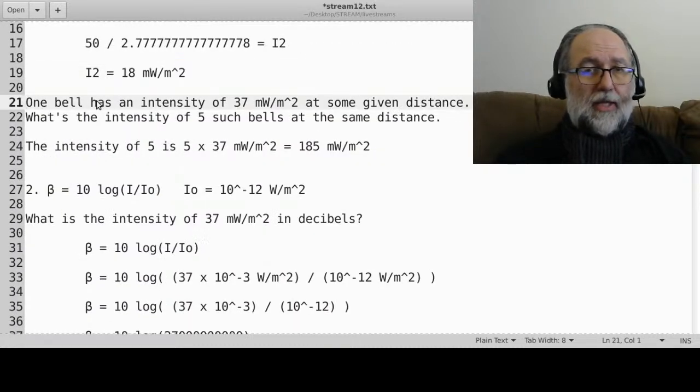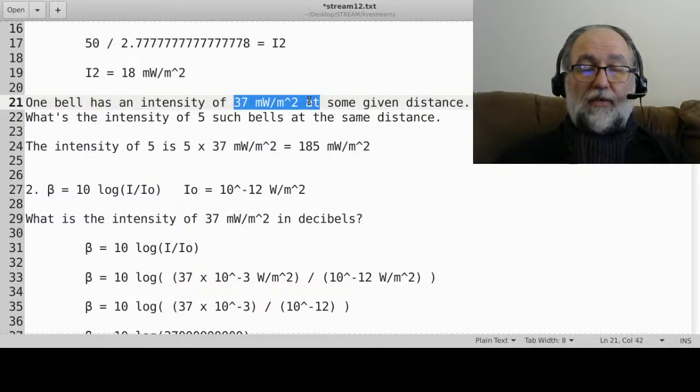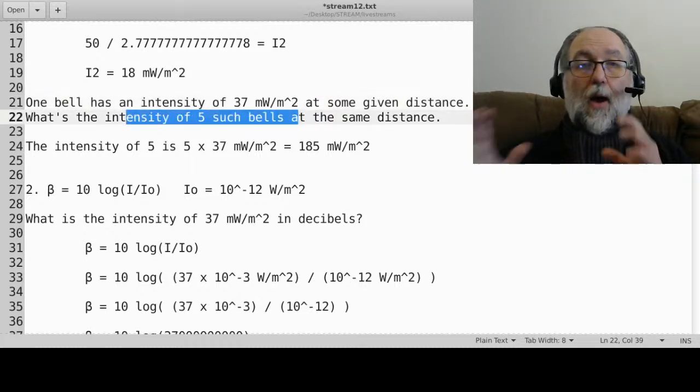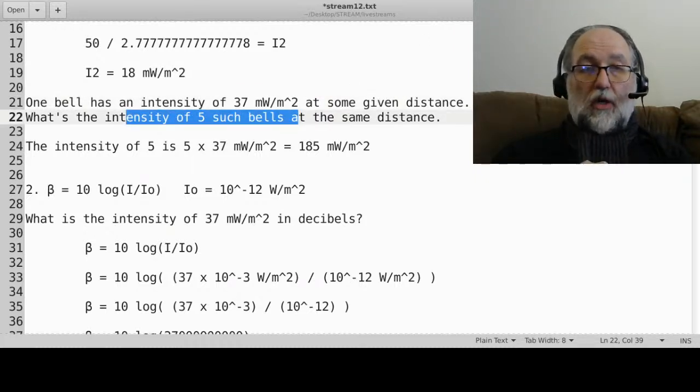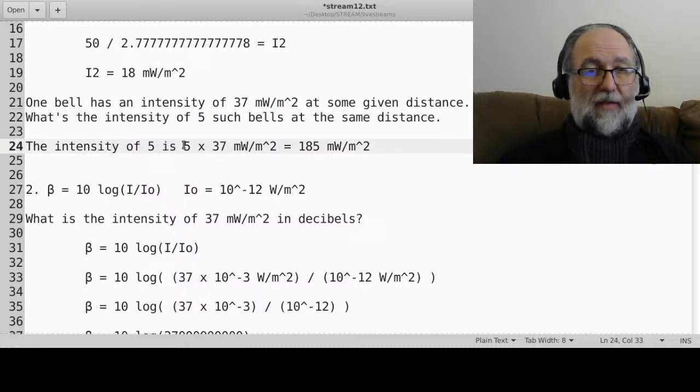Okay, so now this one is an even easier one. This one is meant to be contrasted with what I did later. So if you have one bell which has say 37 milliwatts per meter squared at a given distance, what's the intensity of 5 of those bells? In watts per meter squared, intensity is linear, which means that all you have to do is multiply by 5. It's really that simple, but that's only in watts per meter squared. So the intensity of 5 bells is going to be 5 times 37, which is 185.